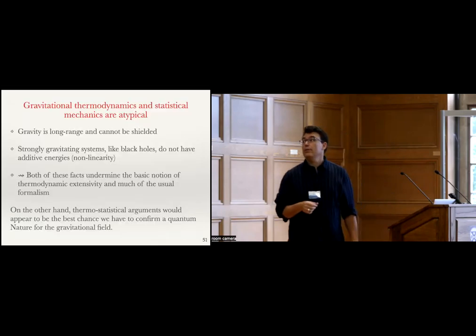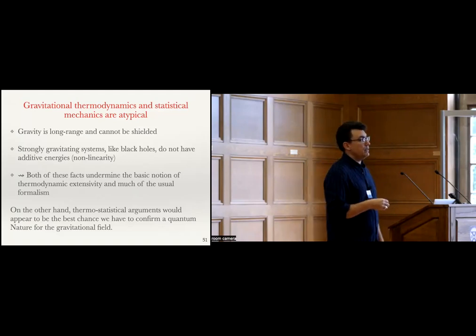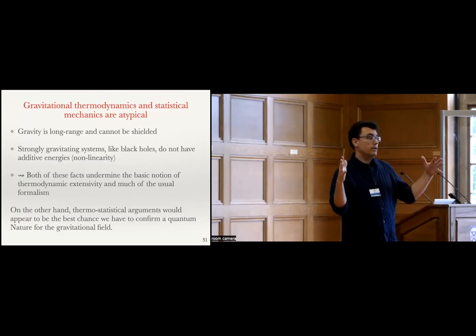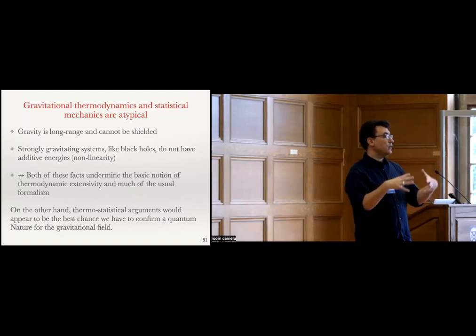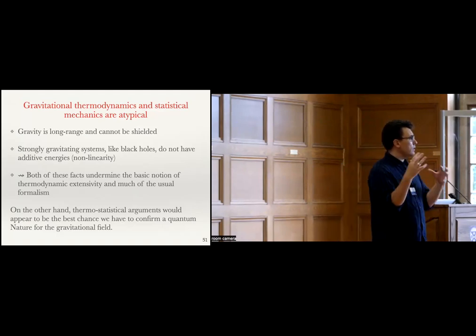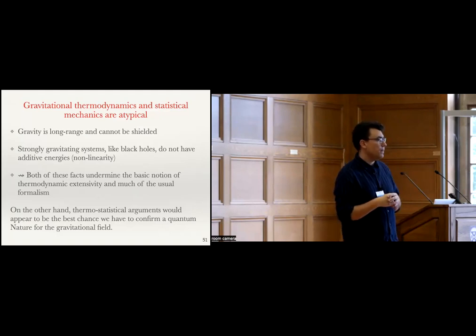Well, gravitational thermodynamics has some very unusual and surprising aspects to it. Because gravity is long range and cannot be shielded, somehow it's very difficult to isolate gravitational systems. This is what I was saying at the beginning. The constraints don't allow us to easily do subsystem decomposition.